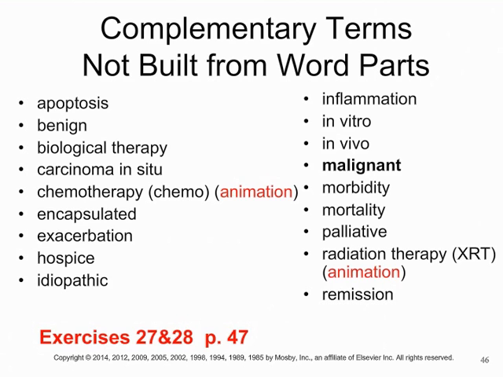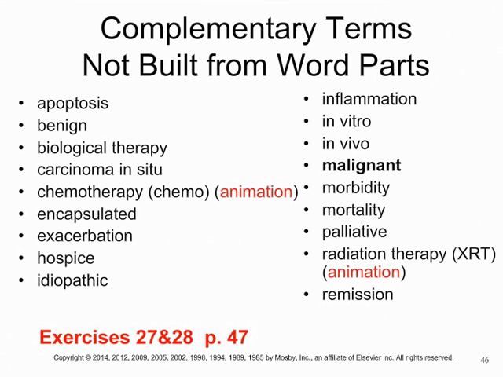Idiopathic means that it pertains to a disease of unknown origin. So this one looks like it's built from word parts. It does have some elements of being built from word parts, but we never learned idio earlier in the chapter. So if there's a disease of unknown origin, they don't know what causes it, it would be considered idiopathic. I'm going to assume you know what inflammation is.